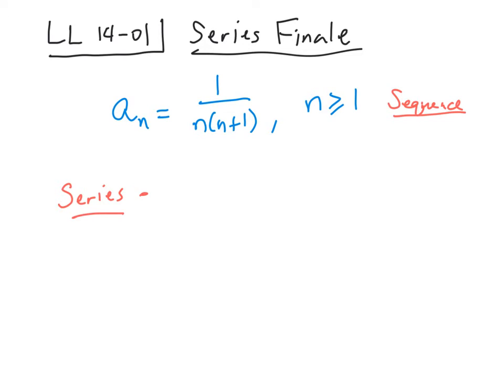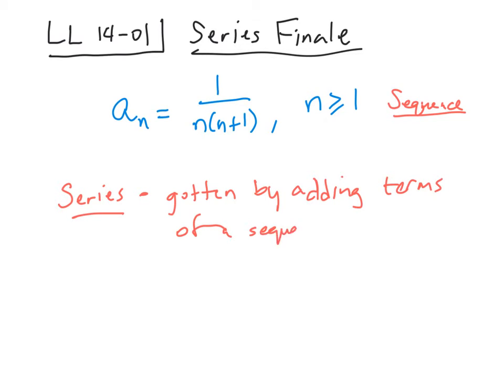A series is gotten by adding terms of a sequence together, either finitely many or infinitely many. So gotten by adding terms of a sequence together. And this could be finite or infinite.